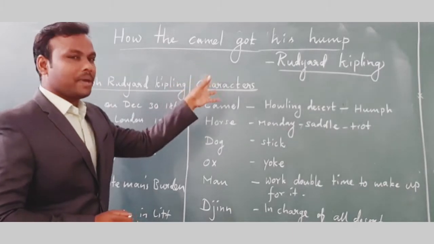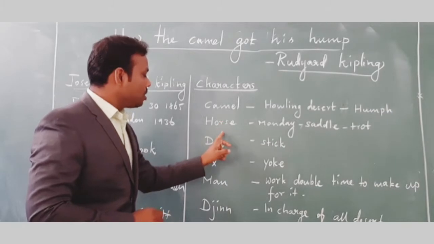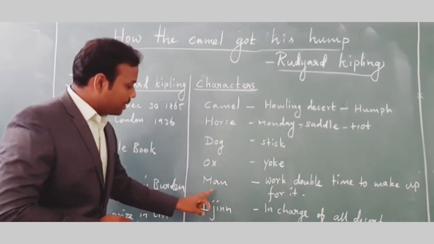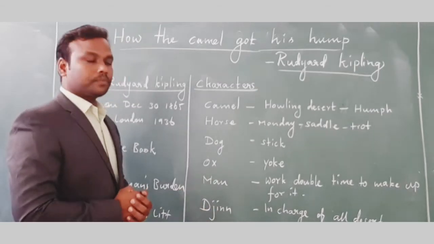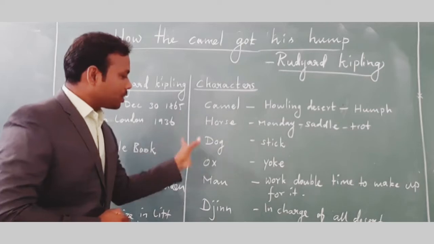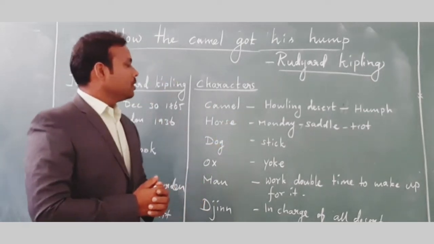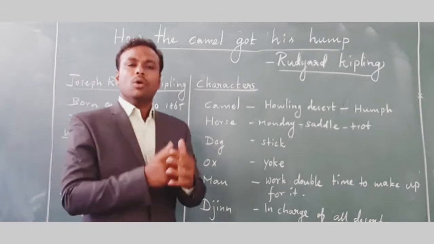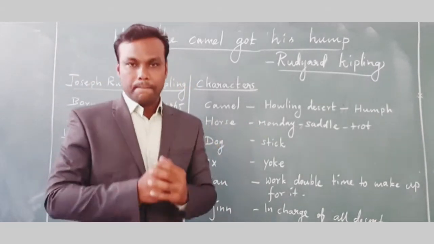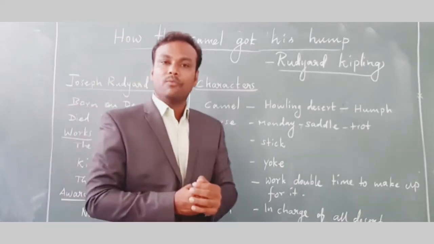It's a story. It's an imaginary story. Here the characters are the camel, horse, dog, ox, man, and djinn. What are the characters? Okay. What is their role? How did he get its hump? We'll see. See, it was the beginning of the world, the time animals were working for man. All the animals were working for the human beings.